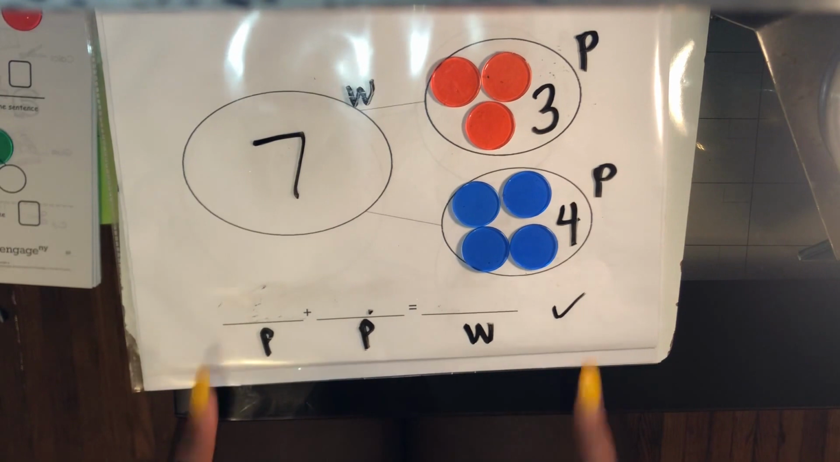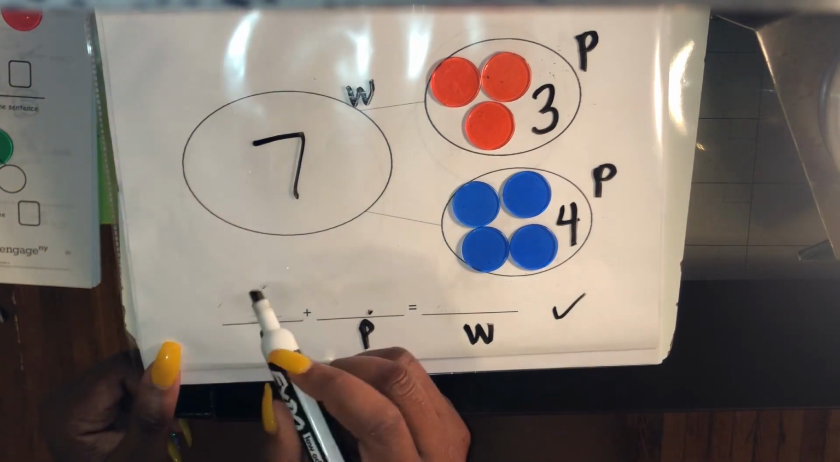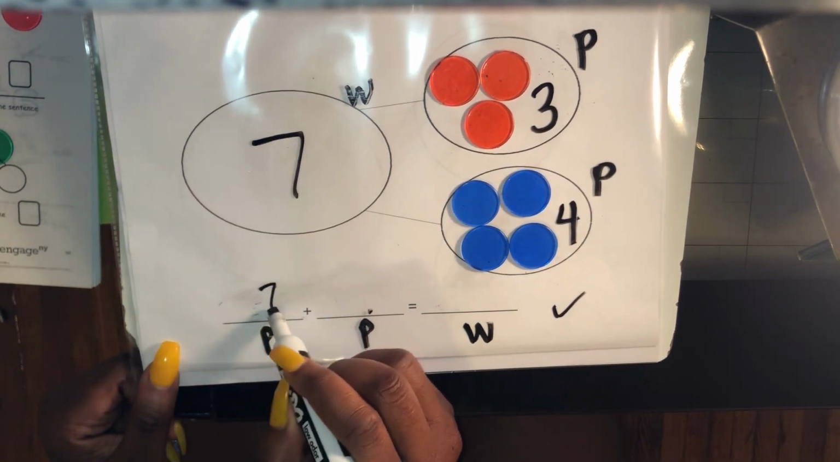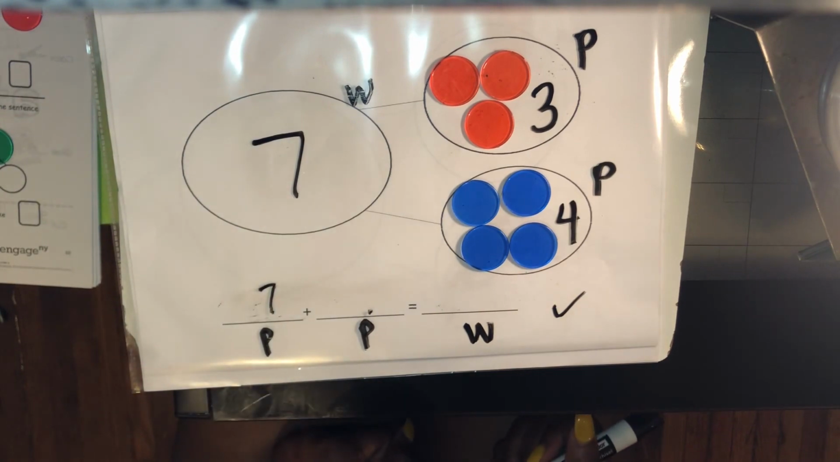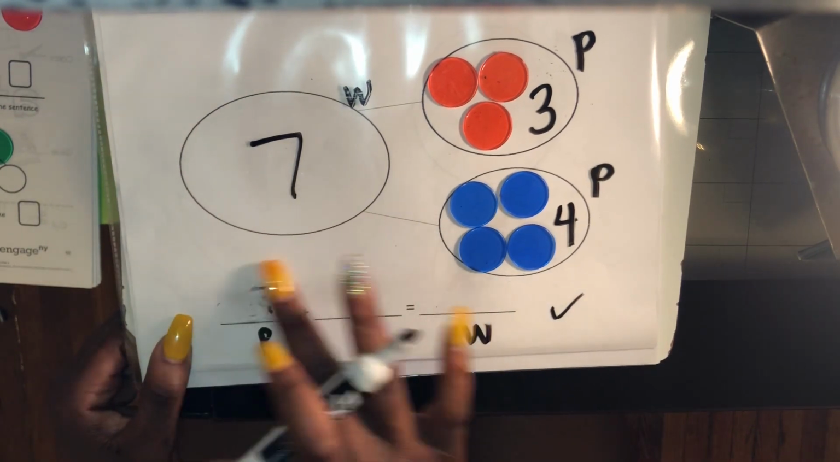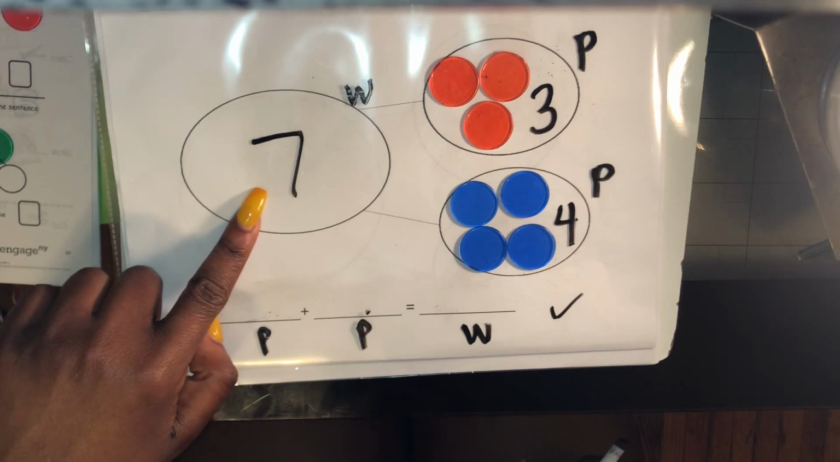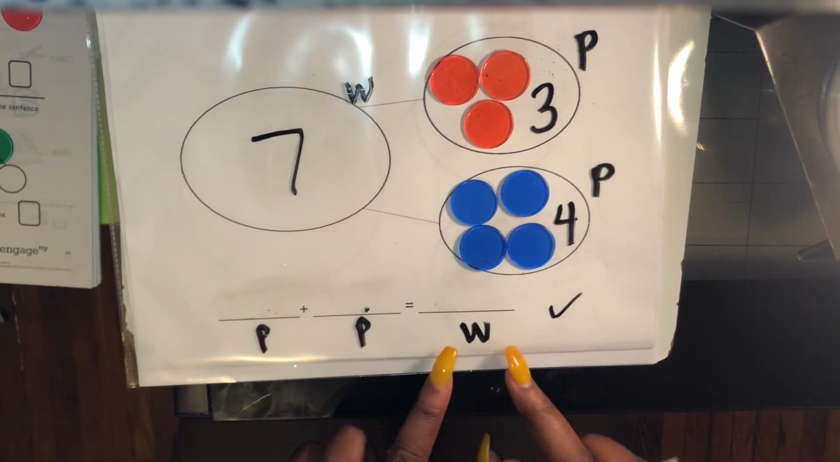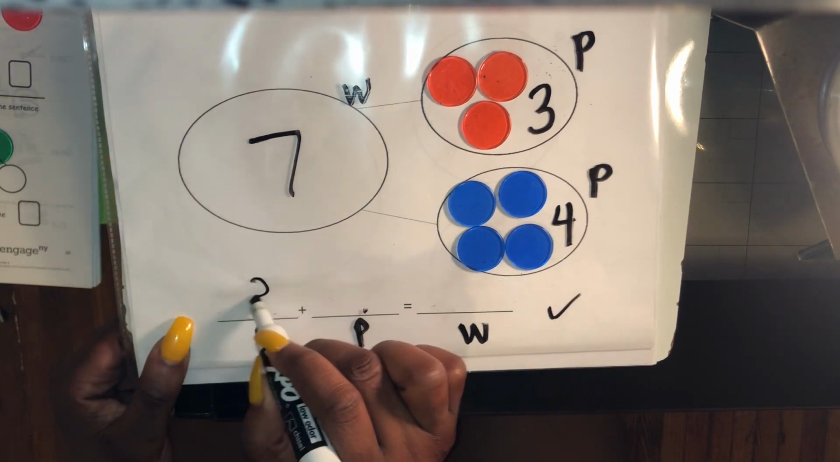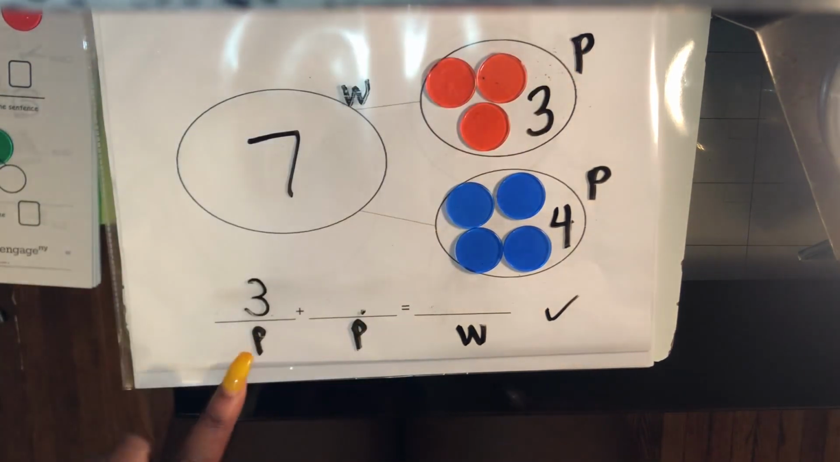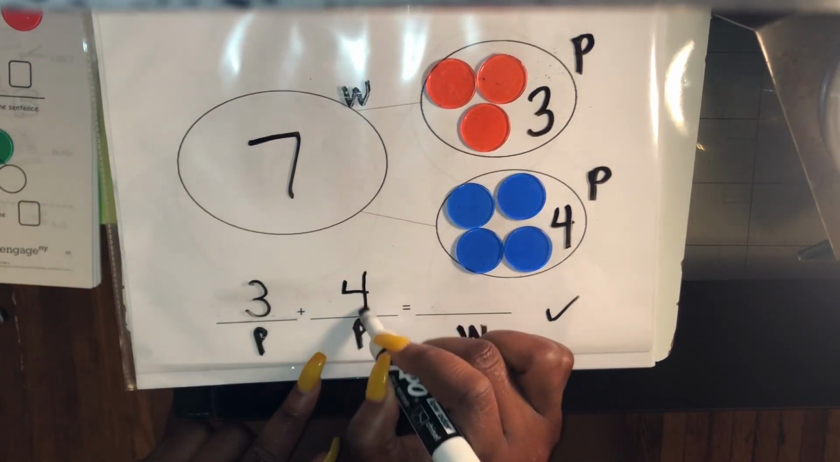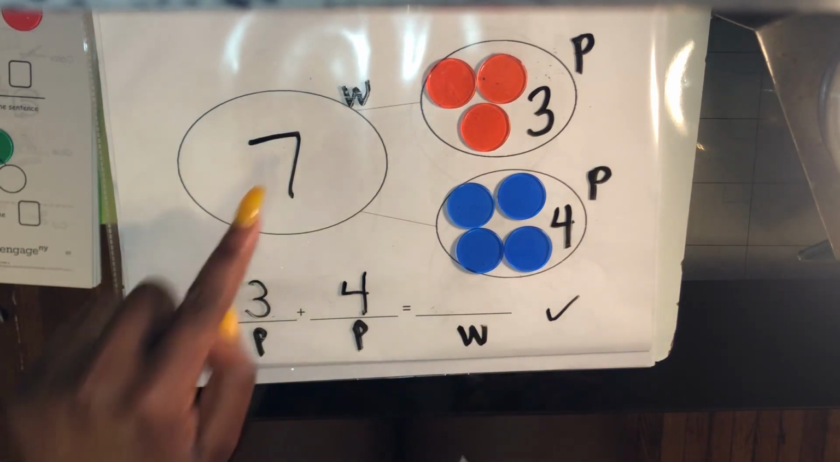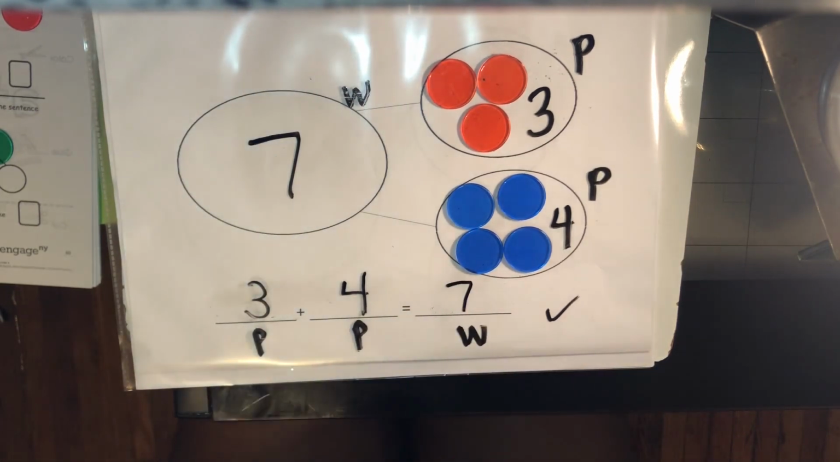Now let's try to write my equation. Should I put 7 here? No, I should not put 7 here because 7 is my whole. And that wouldn't make sense because my parts are supposed to equal my whole. So I'm going to put 3 here because that's my part. And I'm going to put a 4 here because that's my part. And I'm going to put a 7 here because that's my whole.